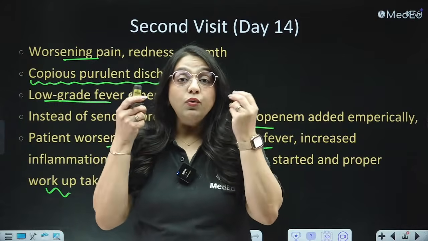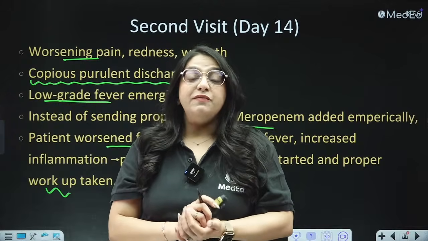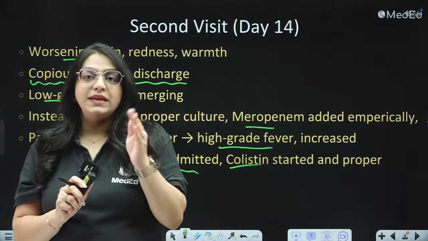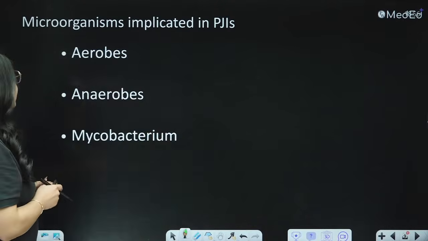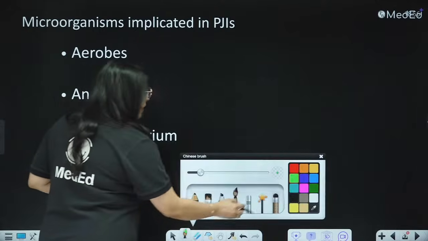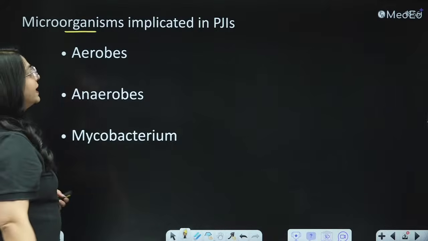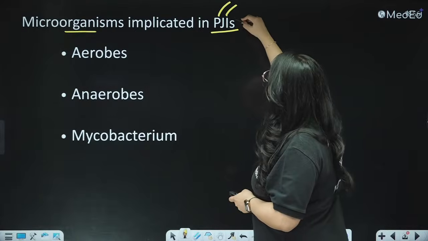At least now the patient should improve. At least now the infection should stop. But we find that the patient continues to worsen despite giving so many antibiotics. So now the proper workup has been decided. So, let's just look at the list of the microorganisms implicated in PJI. What is a PJI? Prosthetic joint infection.